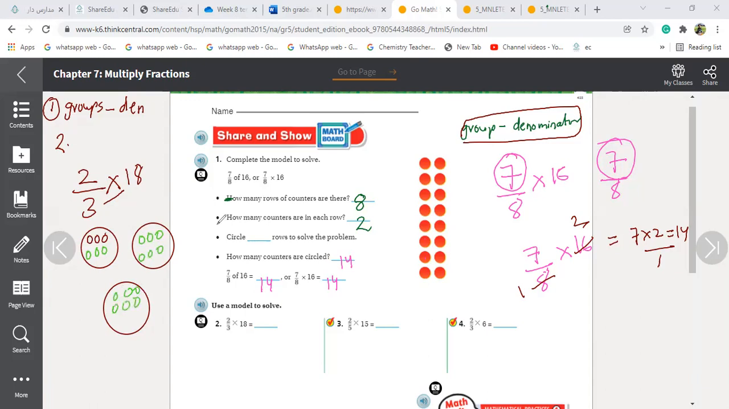But Rihanna, do I need 3 bags? Out of 3 bags, how many bags do I need? 2. 2 bags. So I will circle 2 bags. And check how many these 2 bags have. 12. Your answer is 12. So girls, draw it down here.